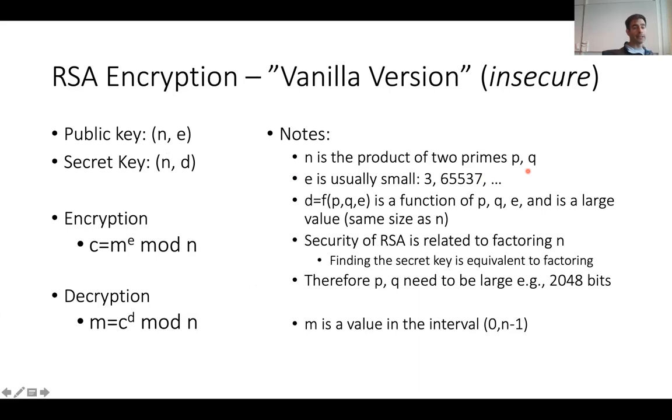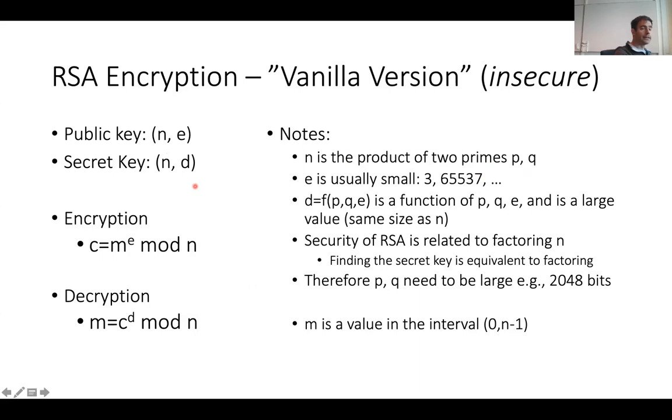A prime number is a number like 2, 3, 5, 7, 11, and so on. Numbers that can only be divided by 1 and themselves. In RSA, the modulus N is the product of two large primes. Typically, these primes are of thousands of bits, like 1,000 or 2,000 bits each. So they're quite large prime numbers.